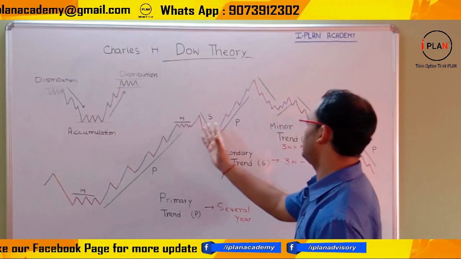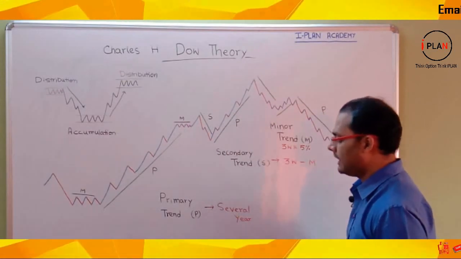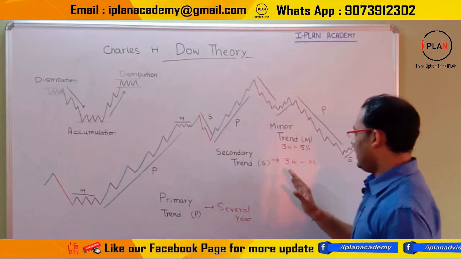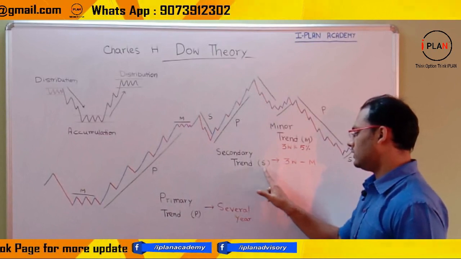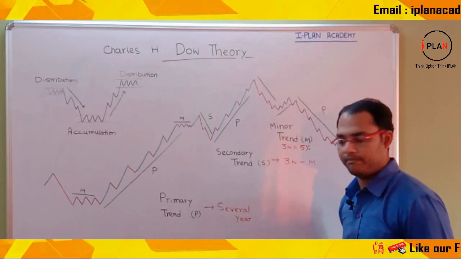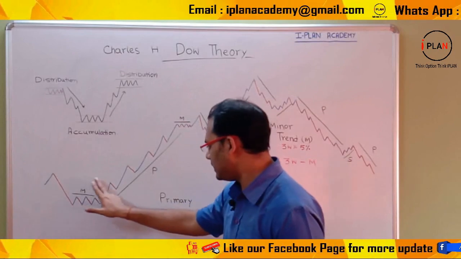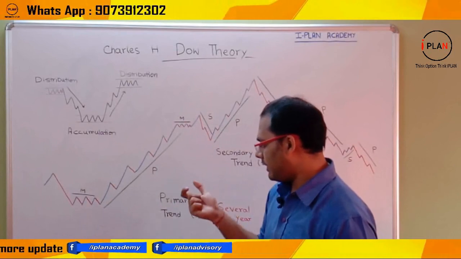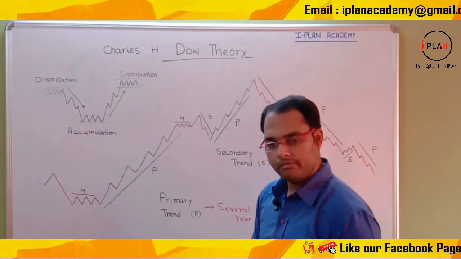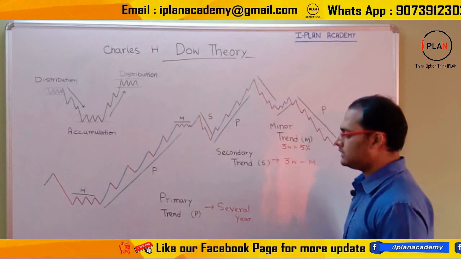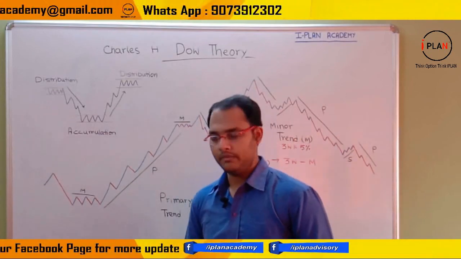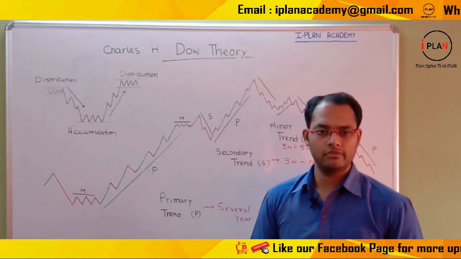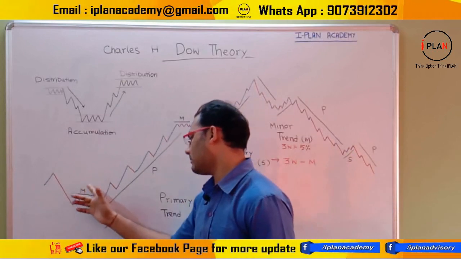There is already a chart which I have drawn, and here we can see there is M. M means minor trend, secondary trend is denoted by S and primary trend is denoted by P. So here is a range bound zone, an area where price makes very minimum movement, and the movement is within 5% up or down. This kind of trend exists for about 3 to 4 weeks. This kind of trend is called a minor trend.